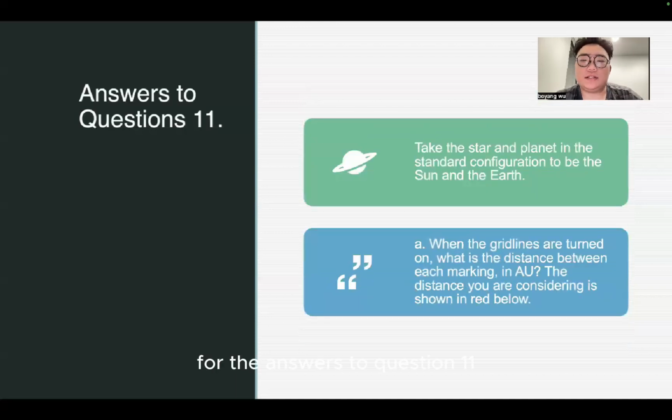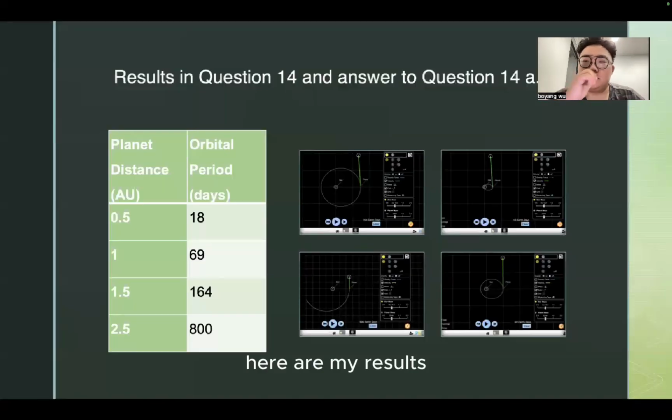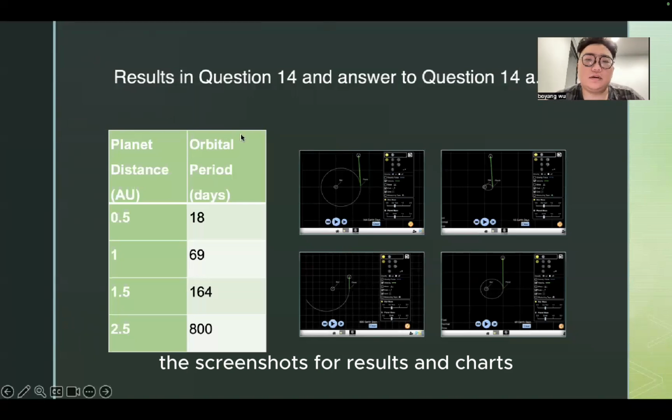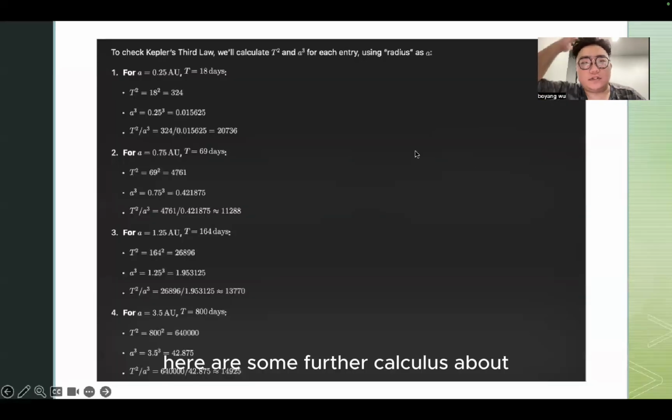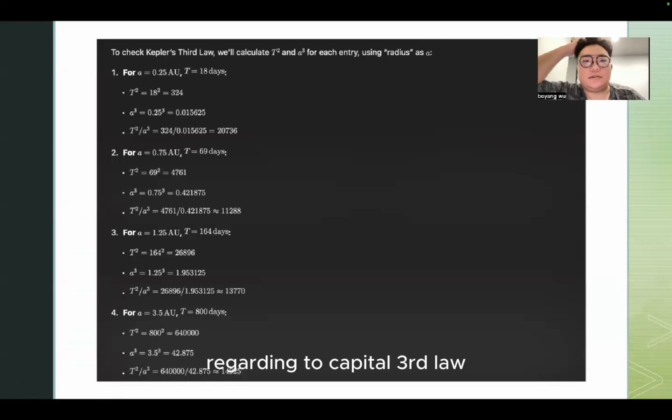For the answers to question 11, since this is the distance between the Earth and the Sun, and the distance is labeled as 2 grid units, we can deduce that it is 1 AU, the average distance from the Earth to the Sun. Thus, if 2 grid units are equal to 1 AU, the distance between each grid marker is 0.5 AU. Here are my results, the screenshots and the charts for the results. And here I did some calculations since I got the AU, so I can get the radius. Here are some further calculations regarding Kepler's third law.